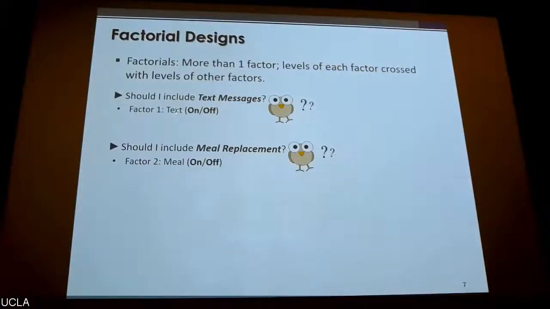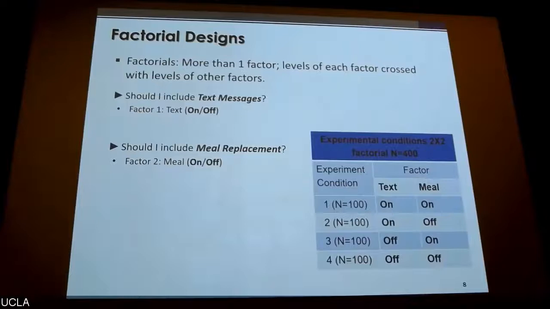You see that? One factor for text messages, it will have two levels, on and off. On for people who will get text messages and off for people who will not. Another factor for meal replacement, again, it will have two levels, on for people who will get meal replacement and off for people who will not. So far, so good? So what am I going to do? A 2 by 2, where I cross the two levels of text messages with the two levels of meal replacement. This will give me a design with 4 experimental conditions.